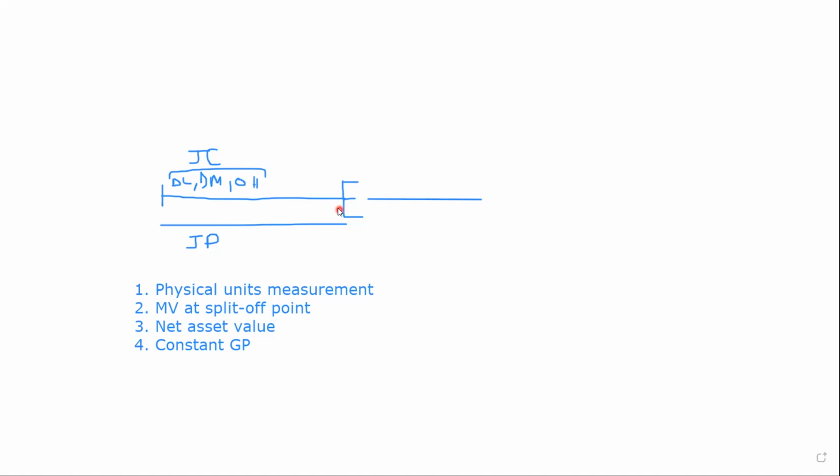Okay, so that is basically the net asset value method. They love this method because it's a little bit more challenging, and this one is the most common. But in a less challenging question, physical units is the common one. And in the constant GP, you must split the joint costs so that the gross profit is constant.